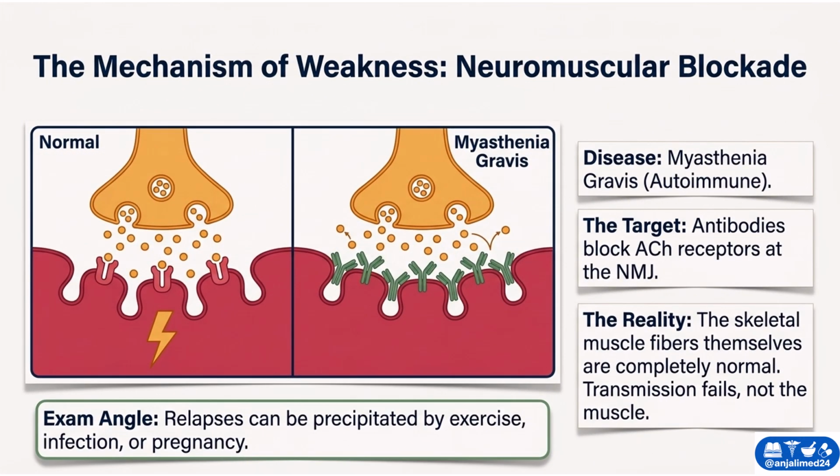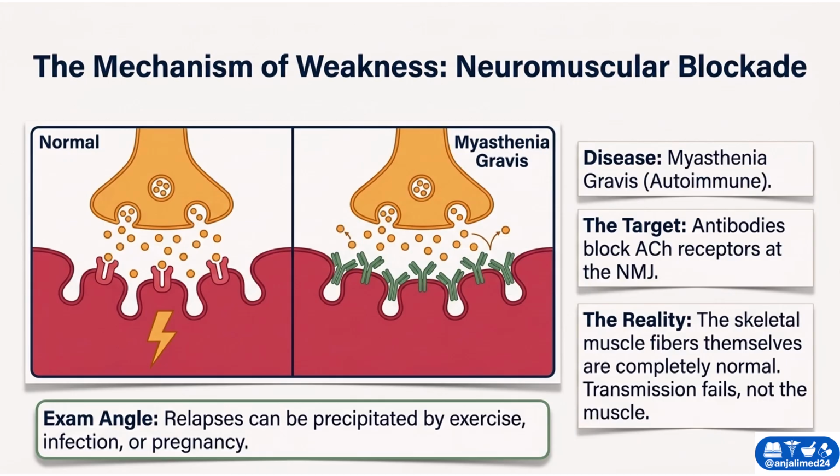The mechanism of weakness: neuromuscular blockade. Now let's understand the actual mechanism behind muscle weakness in myasthenia gravis. On the left side, we see a normal neuromuscular junction. Here, acetylcholine, also called ACh, is released from the motor neuron and successfully binds to acetylcholine receptors on the muscle membrane. This allows electrical transmission to occur normally, leading to muscle contraction.